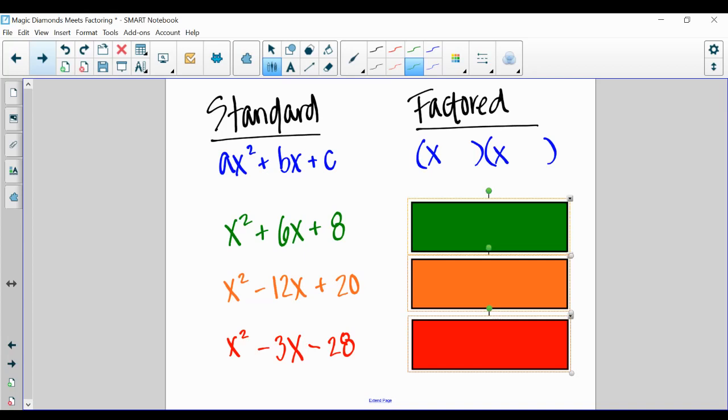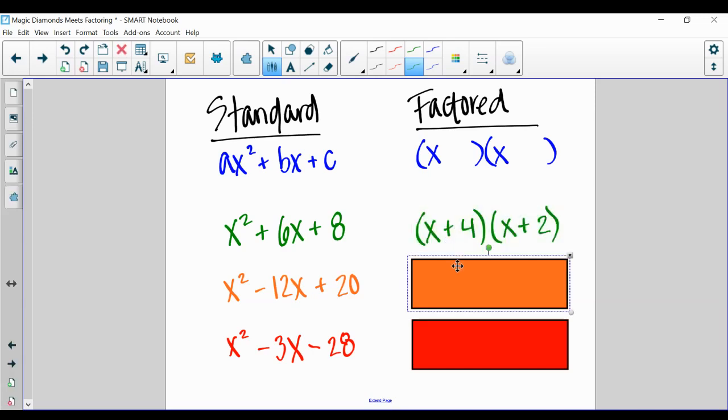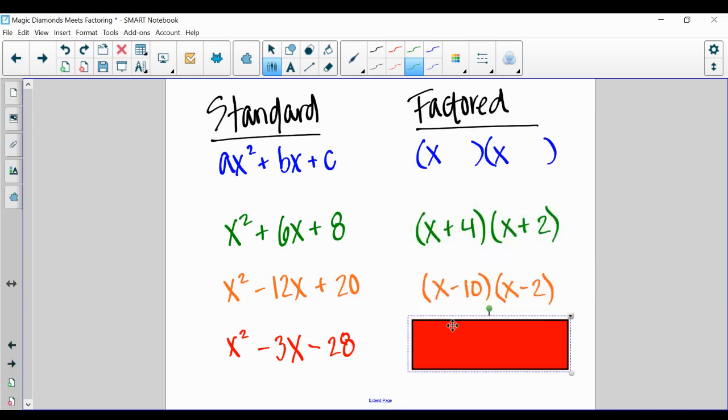I now want you to try each of these. I want you to pause the video, try the green, the orange, the red, and when you come back, I will reveal what is under the answer box. All right, here's the green, here's the orange, and here's the red.